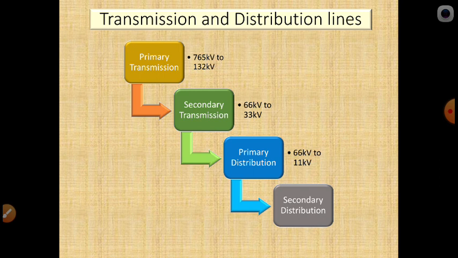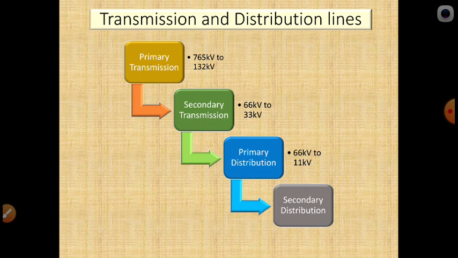Now, from primary distribution lines to secondary distribution. The secondary distribution is nothing but our DTR near the street, where it takes the 11 kV input and gives 400 volts, or 230 volts single phase, to domestic appliances. These lines are known as the secondary distribution systems. So these are the things you have to remember.